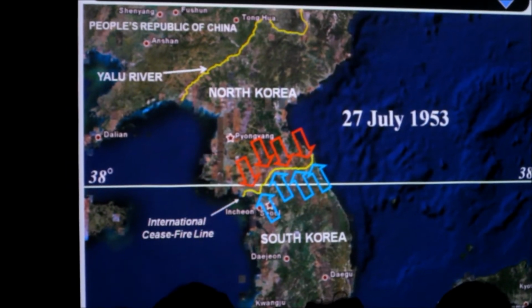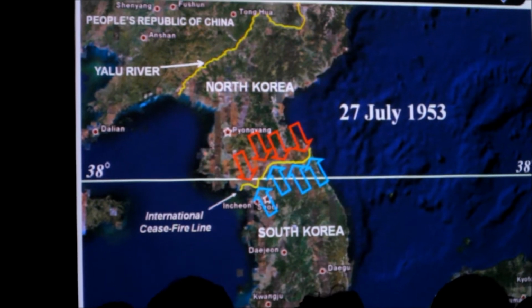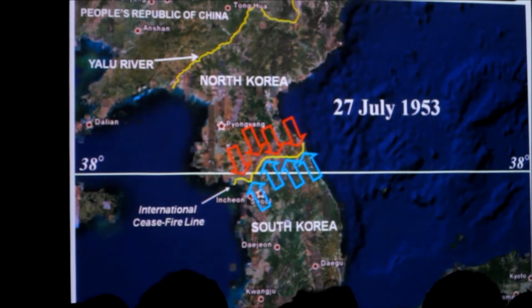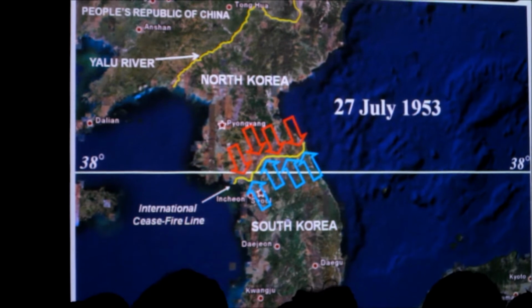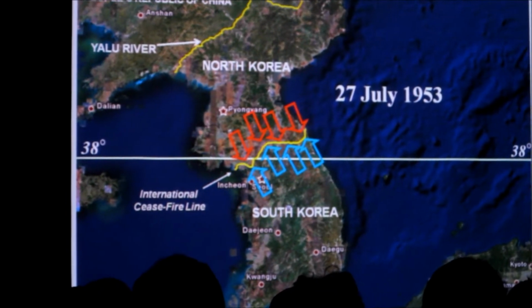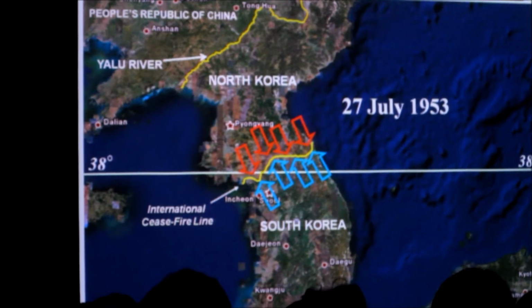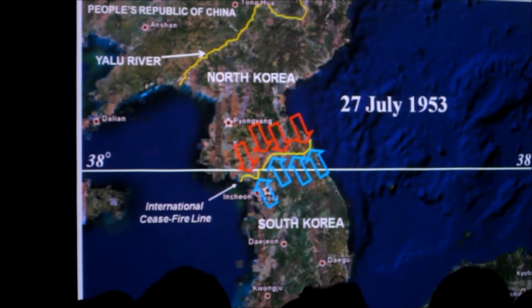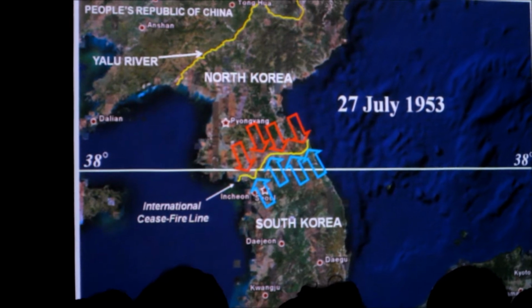Although a permanent settlement had not yet been reached, on July 27, 1953, military commanders from the United Nations Command, the Korean People's Army, and the Chinese People's Volunteers signed an armistice or ceasefire agreement to end all fighting. This agreement is still in effect today. The MDL between North and South Korea has remained relatively the same ever since.